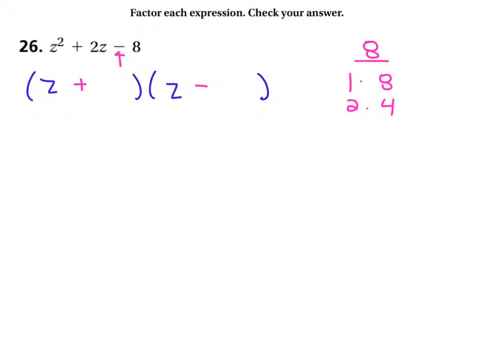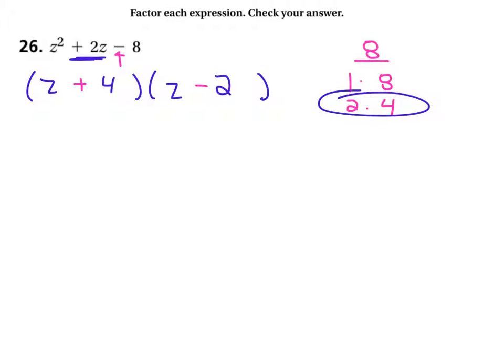So because they're opposite signs, we're going to have to subtract. Which two numbers subtract to be 2? That middle coefficient. Well, these two numbers subtract to 2. Okay. Because that middle term is positive, we need the bigger number going with the positive. So the 4 goes there, and the 2 goes there. So we think we factored it.